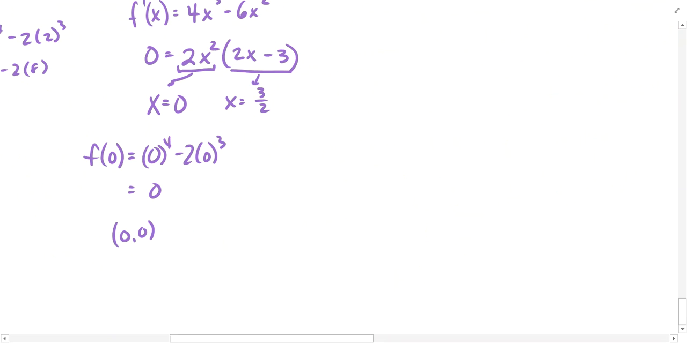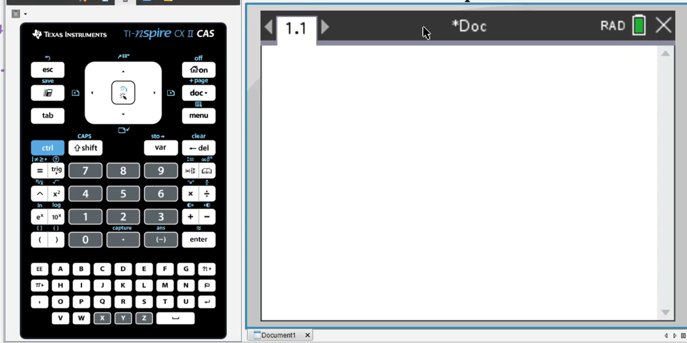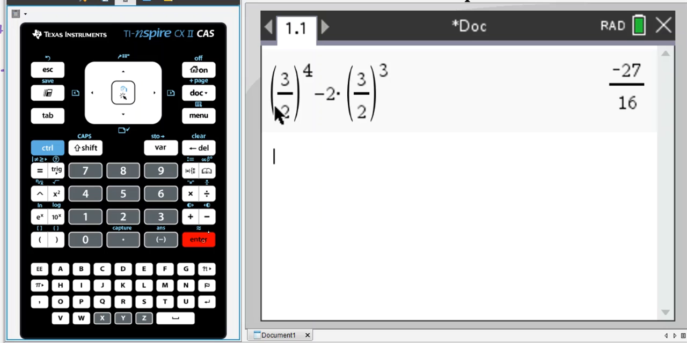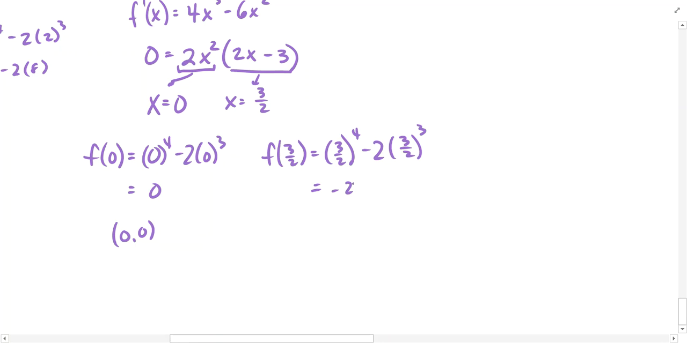And then lastly, the other critical point was at 3/2. So f of 3/2 is equal to 3/2 to the 4th power minus 2 times 3/2 to the 3rd power. And I'm going to use my calculator here. I'm not going to use the graphing portion of it, but I will use a calculator just to simplify the math. And there we go, 3/2 to the 4th power minus 2 times 3/2 to the 3rd power. The calculator tells me that's negative 27/16. If the decimal would help, that's negative 1.6875. Negative 27/16. So we have a coordinate with an x value of 3/2 and a y coordinate of negative 27/16.